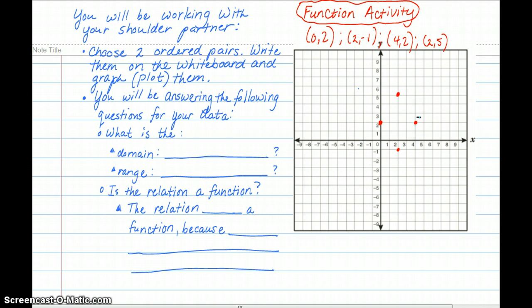Now, we're going to use what we call a vertical line test. A vertical line test is not a concept. It is simply a tool in order to make some determinations about whether a relation, a set of ordered pairs, is a function or not. So the test is just like it sounds, a vertical line. You draw a vertical line through each of the points. It doesn't have to be very long. It just has to go through the points.